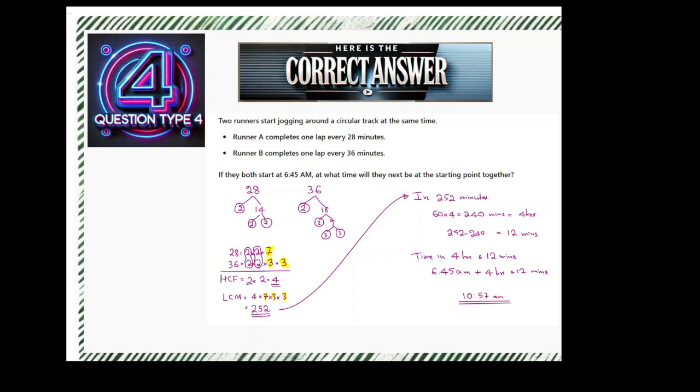So let's break it down. 60 times 4 is 240, so that's 4 hours. So from 240 to 252, the difference is 12 minutes. Oh, so it's 4 hours and 12 minutes later.